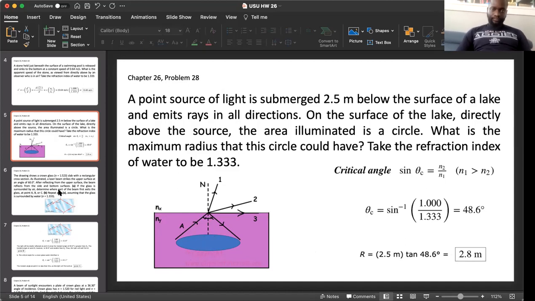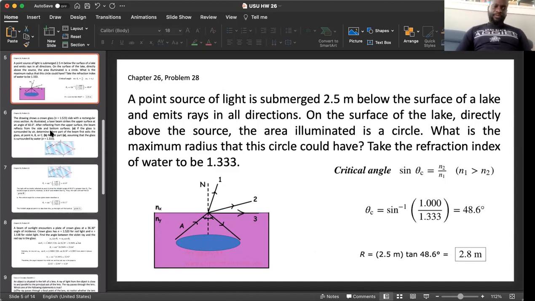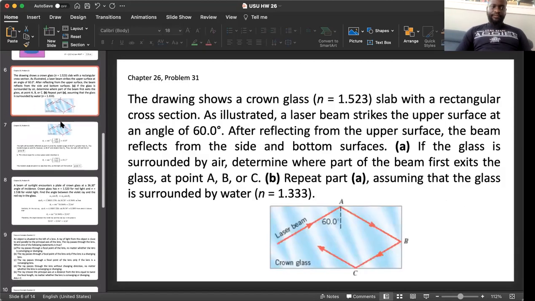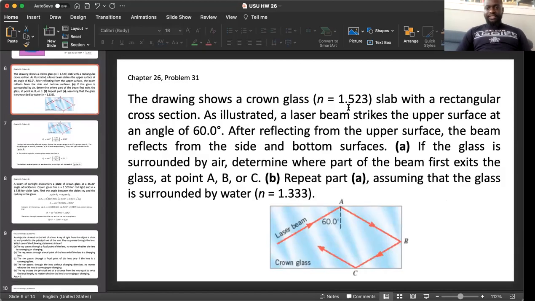Okay, next problem is chapter 26, problem 31. It says the drawing shows a crown glass, refractive index is that, with a rectangular cross section as illustrated. A laser beam strikes the upper surface at an angle of 60 degrees. After reflecting from the upper surface, the beam reflects from the side and the bottom surfaces. If the glass is surrounded by air, determine what part of the beam first exits the glass. Is it at point A, B, or C? So there is air around this glass. And then repeat this if the glass is surrounded by water.